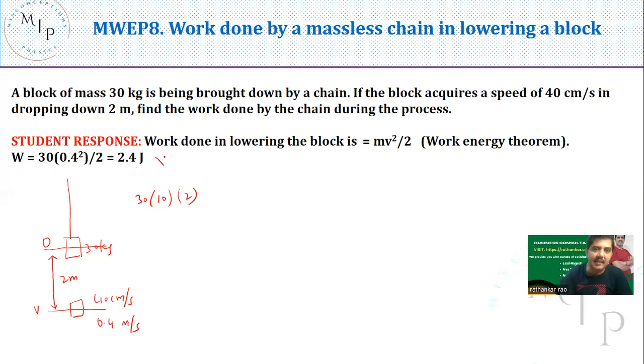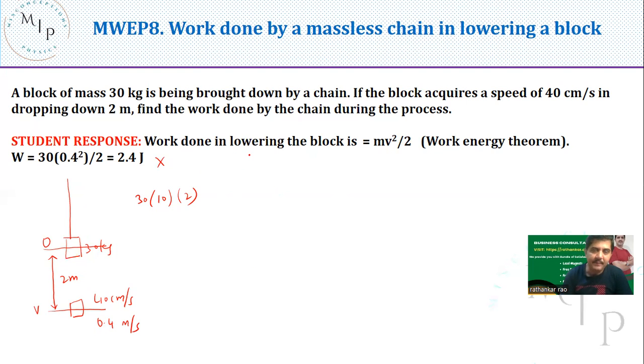But this is incorrect. Why is this incorrect? The reason is, you have a string, and the string also does some work over here. We did not consider that. When we say work done in lowering the block, two things are happening: a change in potential energy and a change in kinetic energy. We have only accounted for the change in kinetic energy here. Even that has to be accounted.